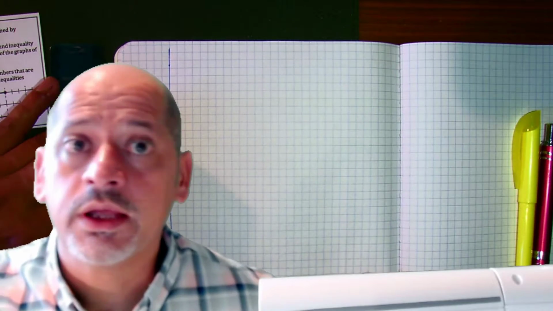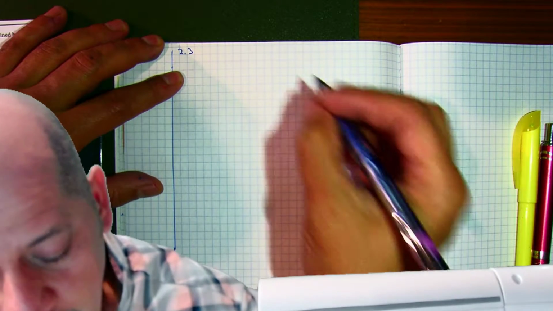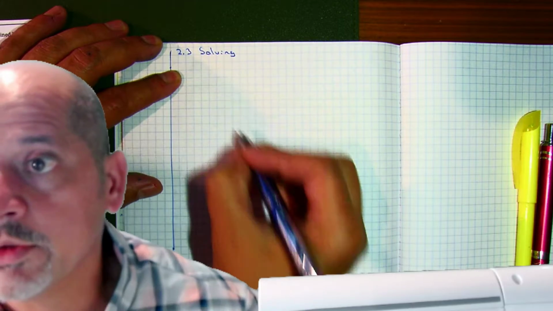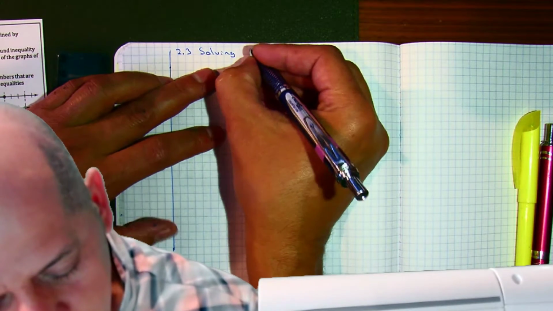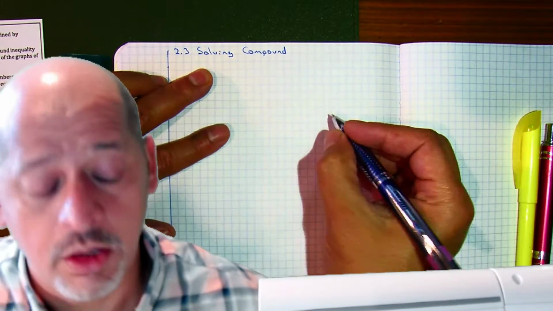And now let's go and write down the title. Your title is 2.3, Solving Compound Inequalities.